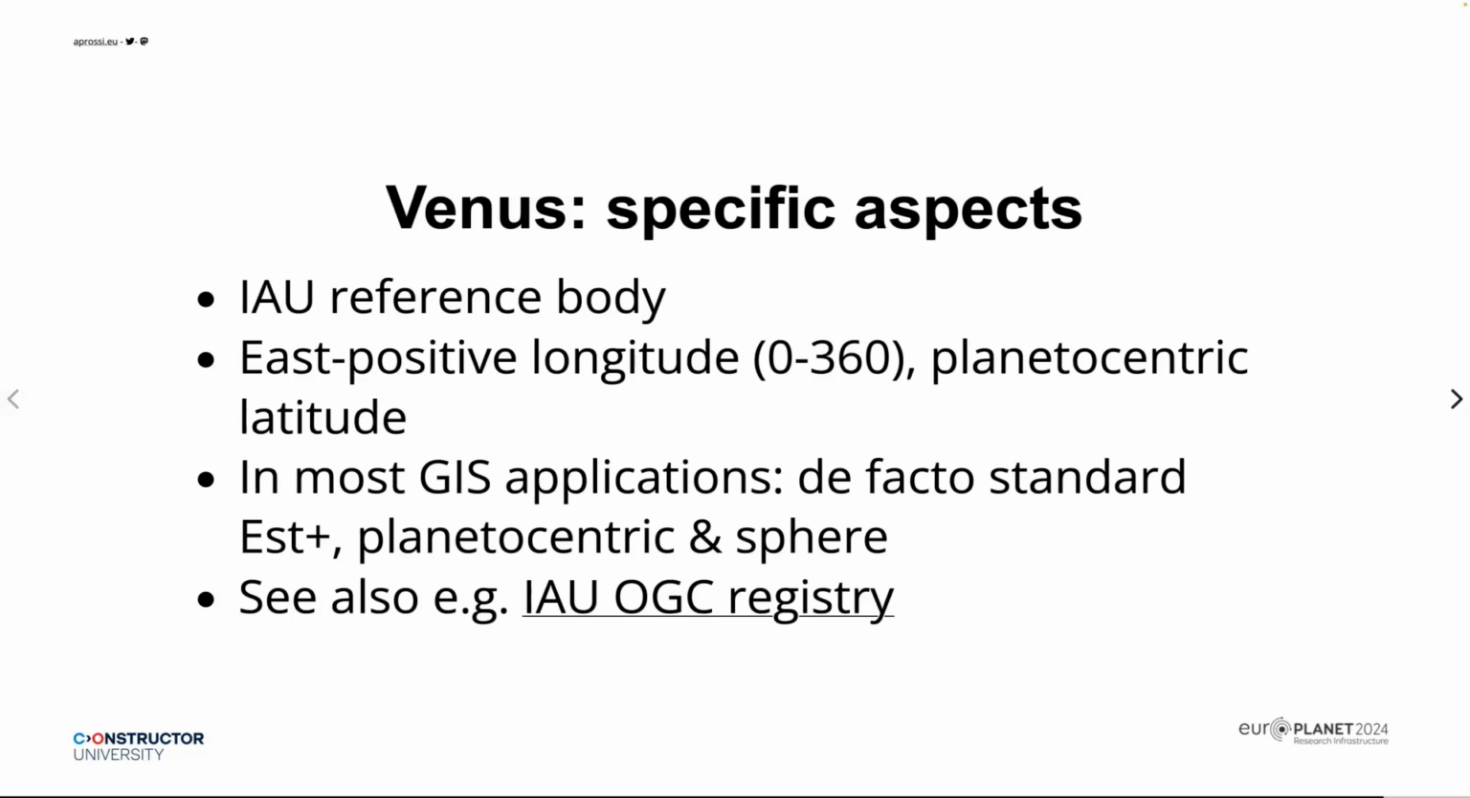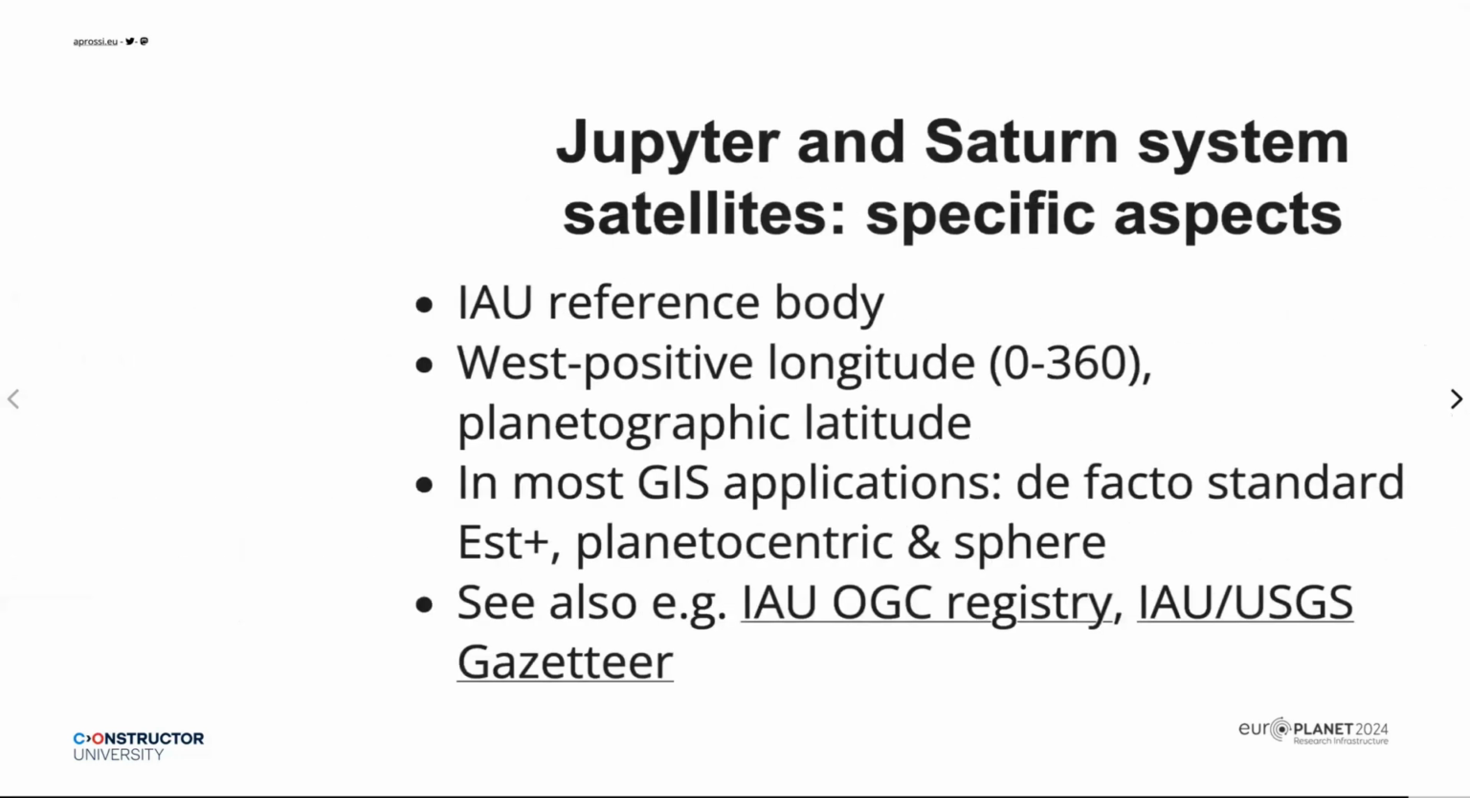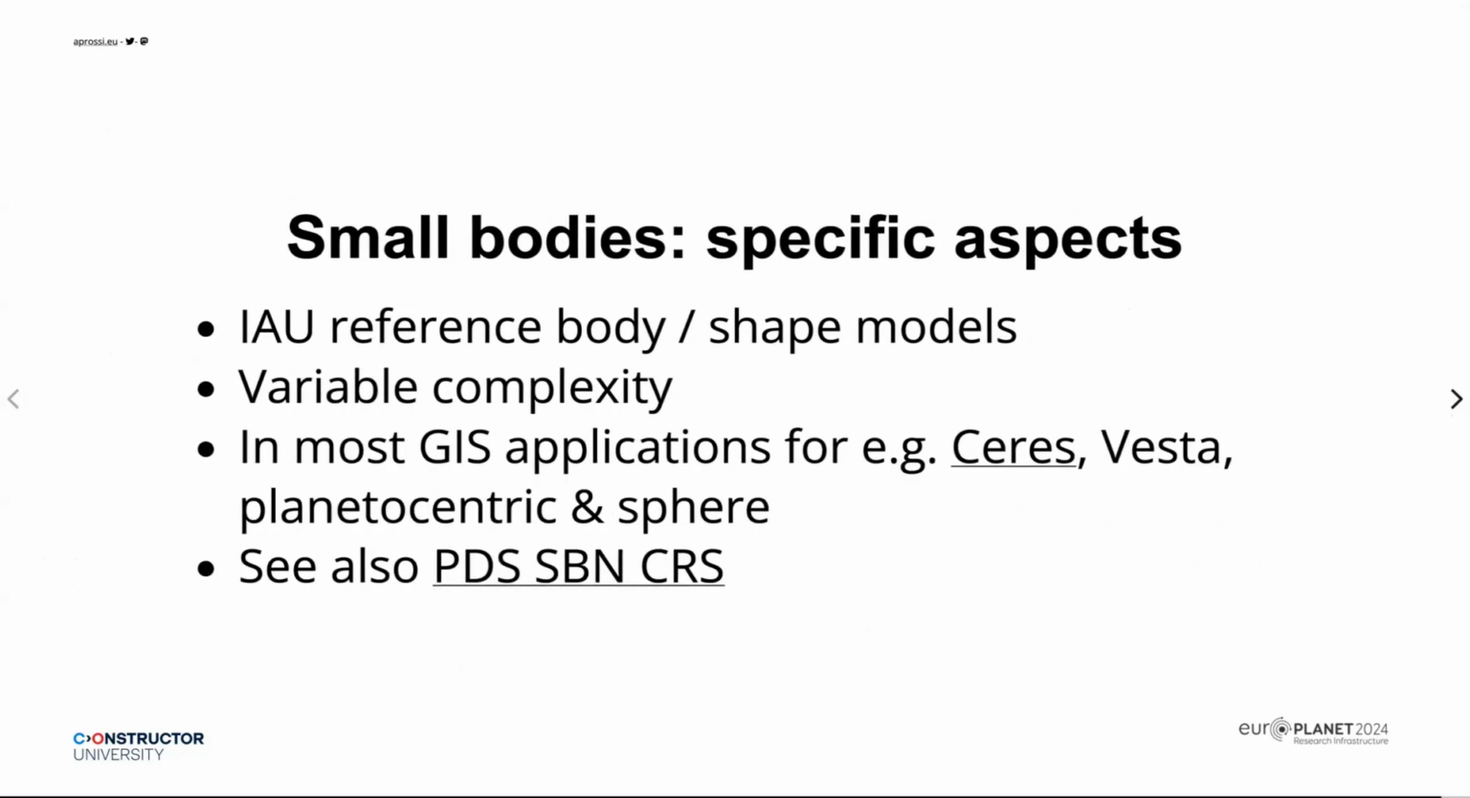But at the end of the day, what you see on a GIS system is typically something that is not necessarily following the standards of the IAU, but is following standards of cartography, which are more or less de facto or more practical. So just be aware that what you're using on a GIS may be different from the IAU standards for a certain body, and so on and so forth.